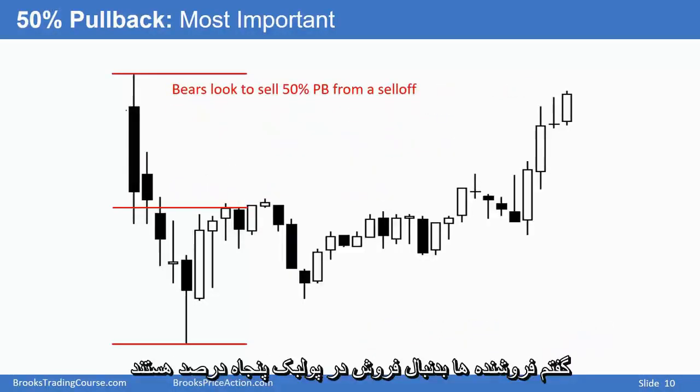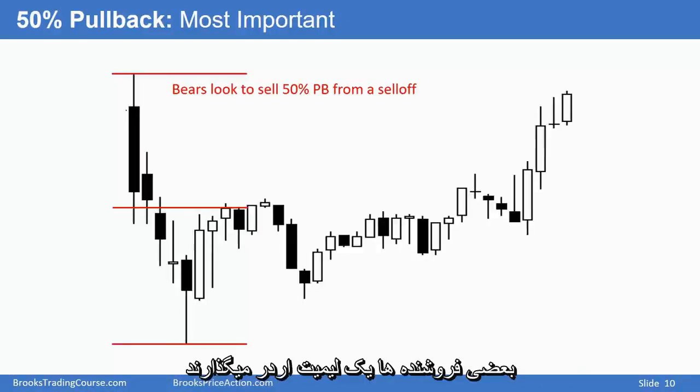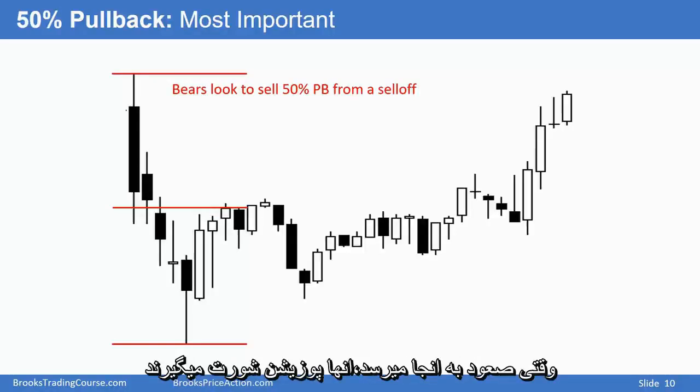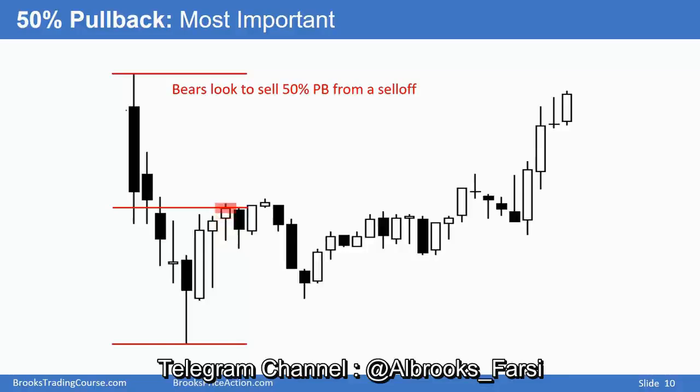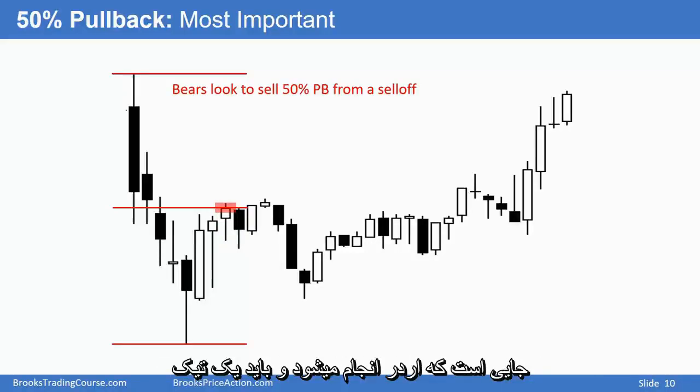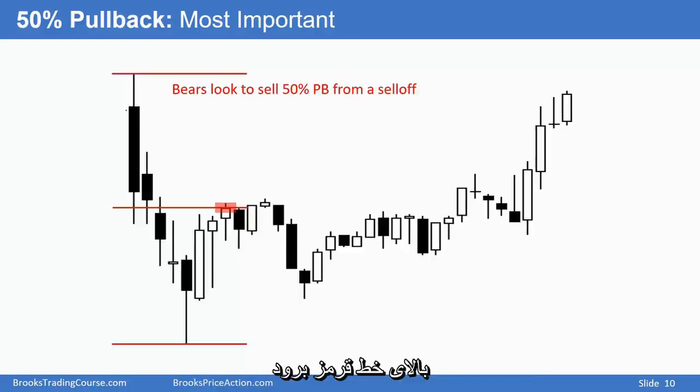Now, I said bears look to sell a 50% pullback. Some bears will place a limit order exactly at a 50% pullback, so when the rally gets there, they'll get short exactly there. That red box is where the bears would get filled. It has to go one tick above that red line for them to get filled on their short. If this was a Forex market, it would have to go one pip above.